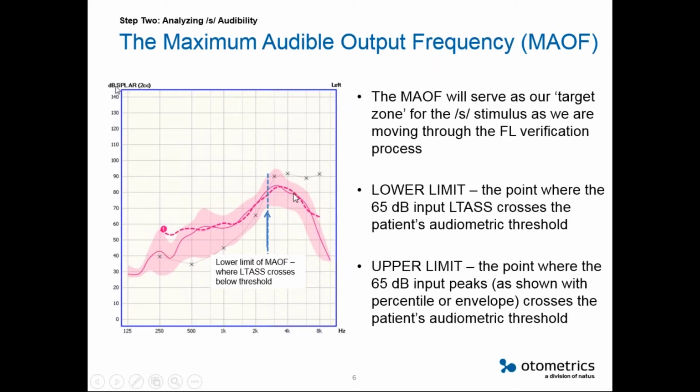Then we're going to plot the upper boundary of the MAOF. That's going to come in where the percentile, or the envelope, crosses the patient's thresholds. So right about here. So the range in between the LTAS threshold intersection and the upper percentile, or envelope, and threshold intersection is the MAOF. This is going to be our new kind of target zone for placing our S stimulus.